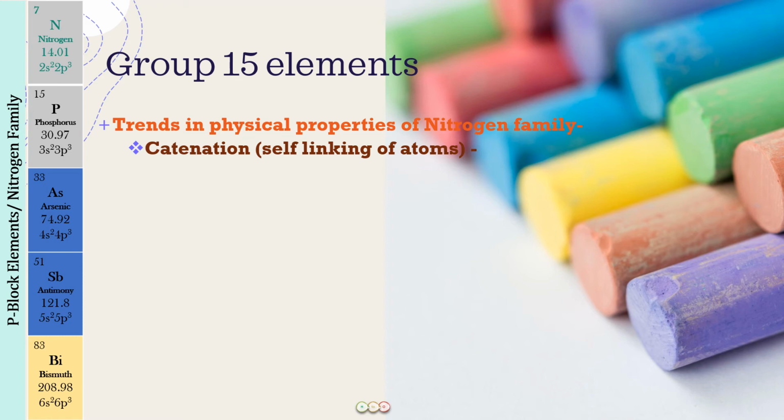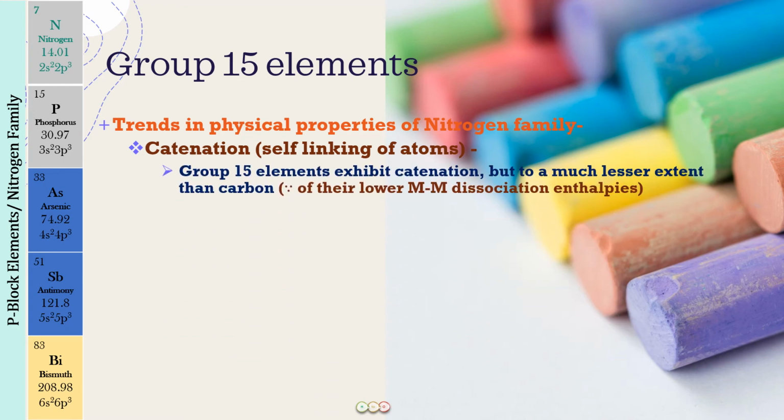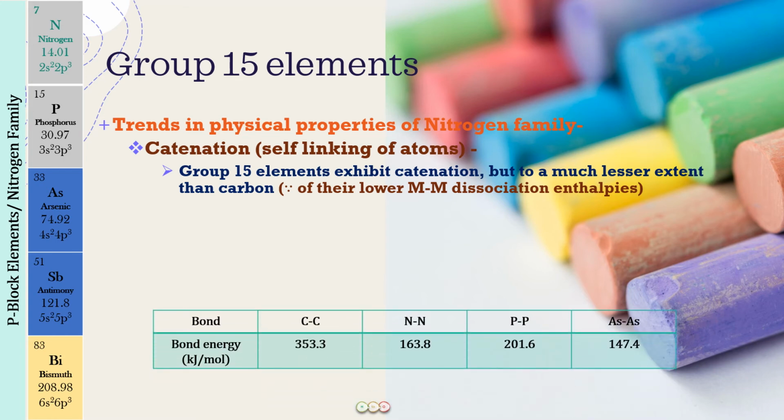But now when we look at the elements of the nitrogen family, they also show a small amount of catenation. What we see is that the group 15 elements exhibit catenation, but to a much lesser extent than carbon because of the bond dissociation enthalpies. If you look at the bond energy for the carbon-carbon bond, this is high, 353.3 kilojoules per mole. When we look at nitrogen, this is less, 163.8. So the carbon-carbon single bond is much more stable, and that is why carbon has a tendency to form long chains. For nitrogen, this bond is not that stable.